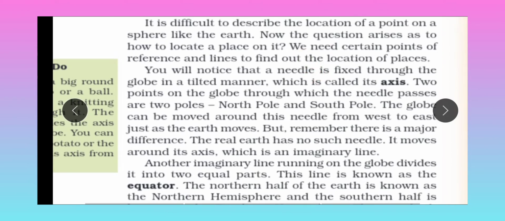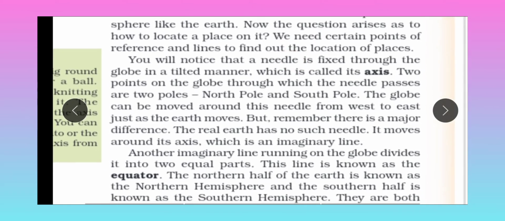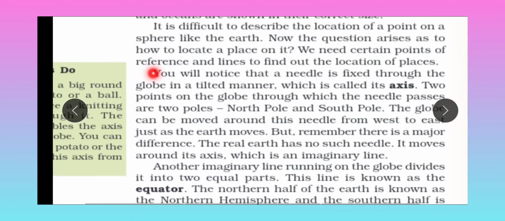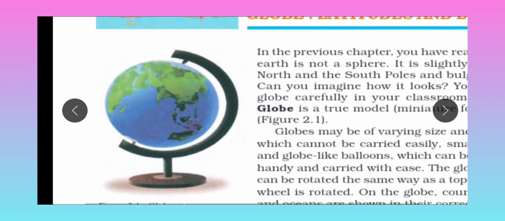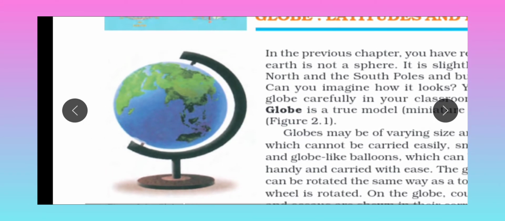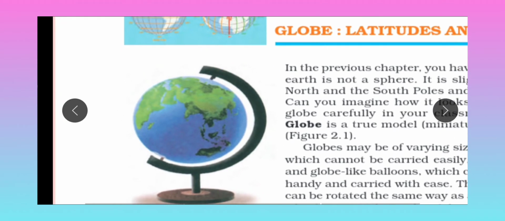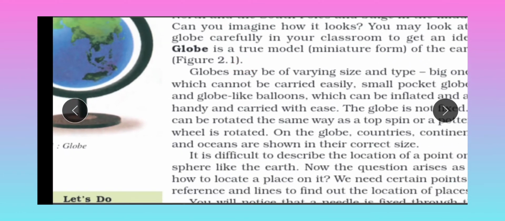The globe can be moved around this needle from west to east just as the Earth moves. But remember, there is a major difference. The real Earth has no such needle. The real Earth in space has no such needle or stand. Only the Earth is there, and it moves on its spin. That is called rotation. So the Earth moves on its axis, which is called the rotation. To make the man-made globe, we make this stand and this line. On the real Earth it is not there.